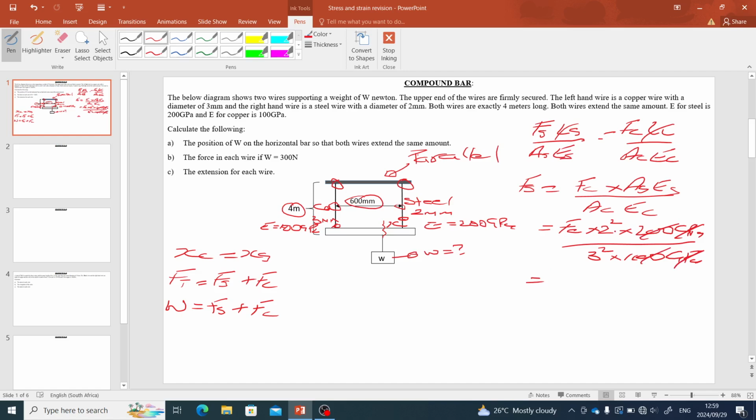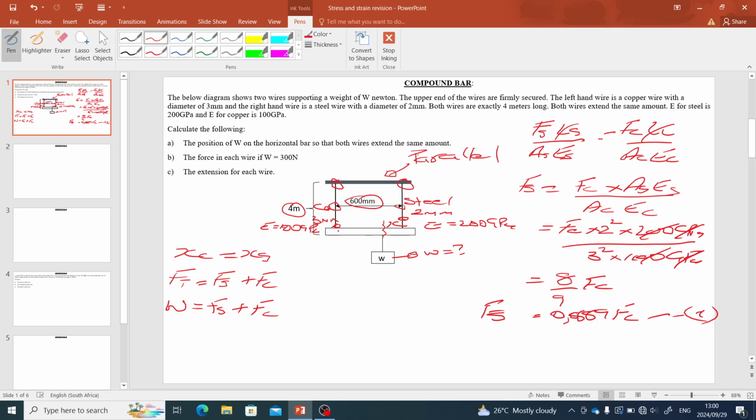That means here we have Fc multiplied by the diameter of steel, 2 squared, multiplied by 200, divided by 3 squared multiplied by 100. The zeros cancel out. Then we are left with Fc multiplied by 2 squared multiplied by 2, which is 4 multiplied by 2, giving 8. That means we have 8 divided by 9, because 3 squared is 9, multiplied by Fc. Then we get our Fs as 0.889 Fc. We'll make this equation number 1.